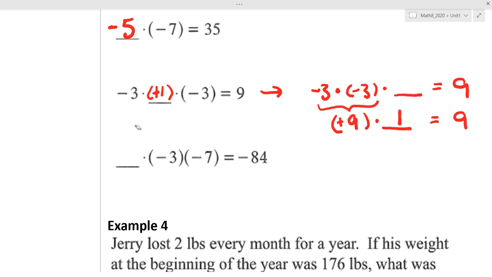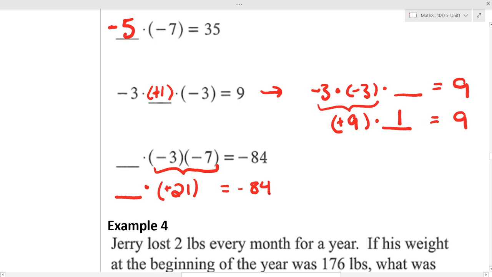Okay, let's do the third question. What do these two numbers multiply to give you? 21. Is it positive or is it negative? Positive. So that gives us 21, positive 21. And we still have our blank sitting there. And this needs to equal negative 84.